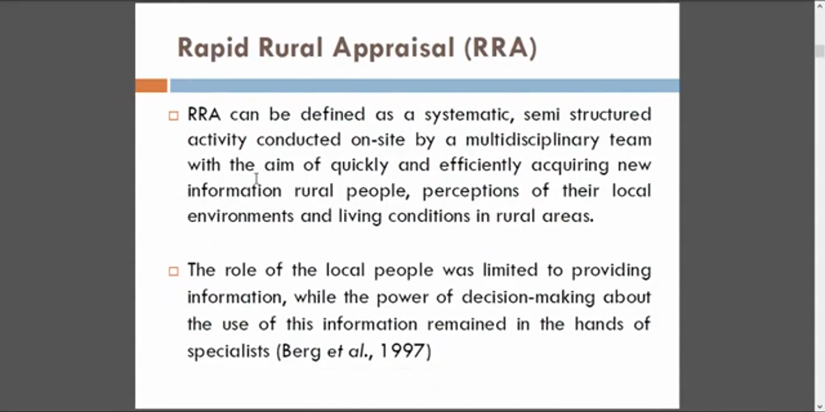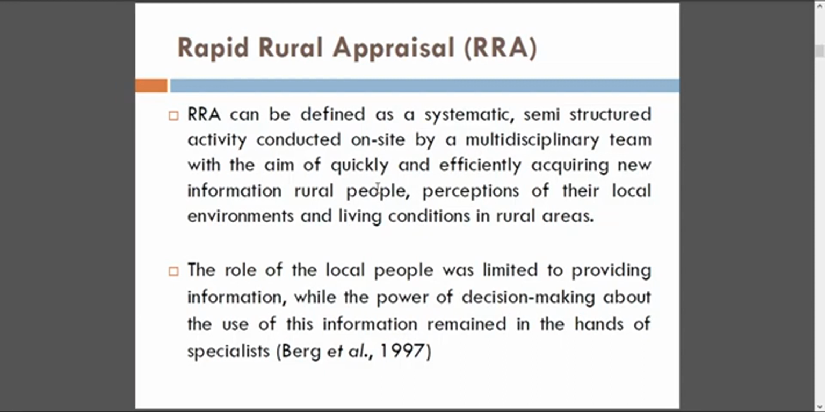So in the first lecture we talked about the history of rapid rural appraisal, how it started. So this rapid rural appraisal can be defined as a systemic and semi-structured activity conducted on site by a multidisciplinary team, a team of people with expertise in different areas. Okay, the aim is to quickly and effectively acquire new information about the rural people and their perceptions of their local environments and living conditions.